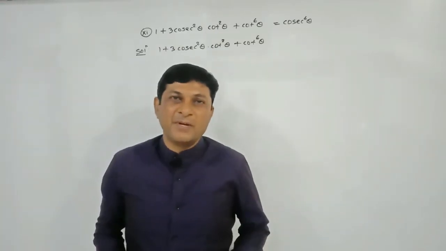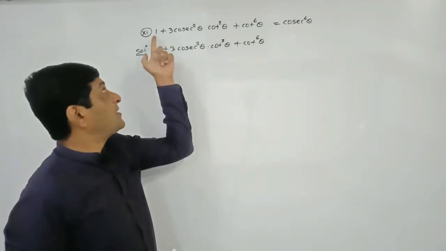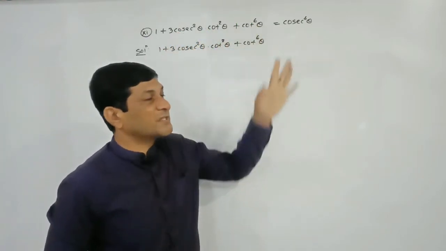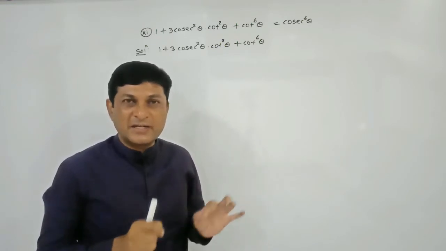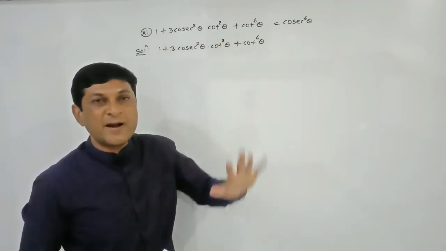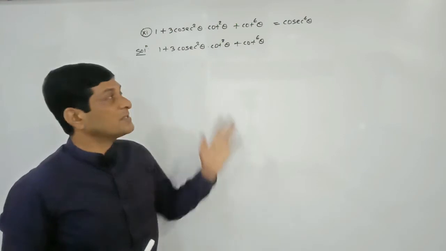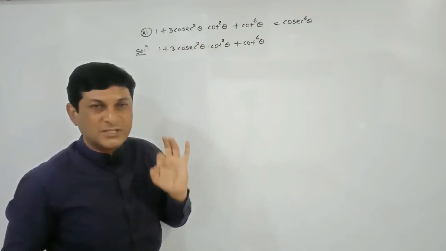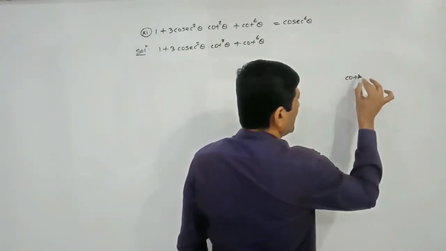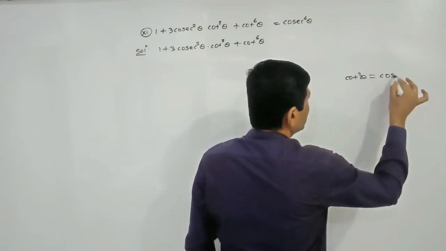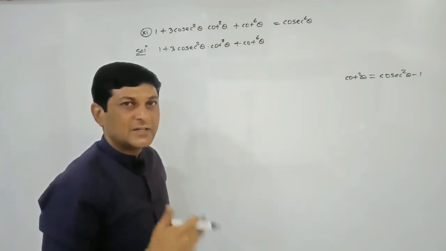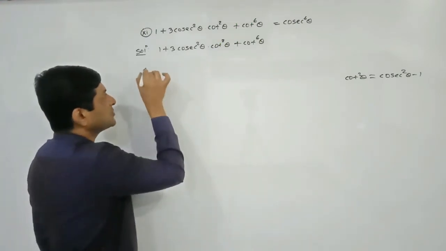Now see example number 11. In this example, we have to prove that 1 plus 3 cosec square theta into cot square theta plus cot theta raised to power 6 is equal to cosec theta raised to power 6. If you observe the given expression, it is in terms of cosec and cot, and the required result is in terms of what? Cosec. Means simplifying it, we have to convert the whole expression in terms of cosec, and cot can be converted in terms of cosec using this result, that cot square theta is equal to cosec square theta minus 1. Applying this identity, we are able to convert cot in terms of what? Cosec. So let us make use of this identity here.